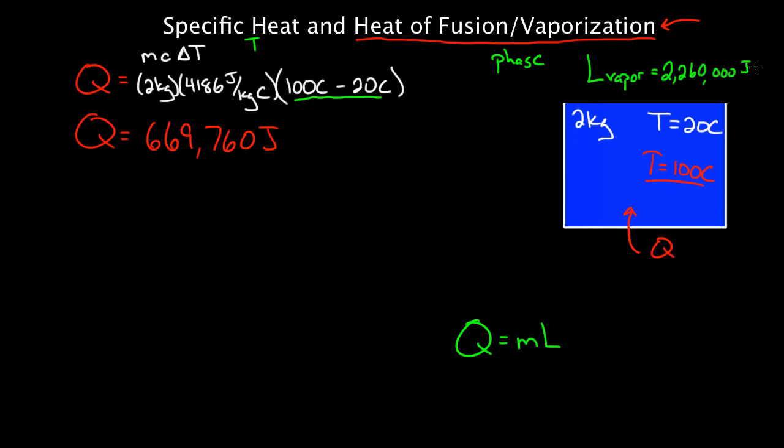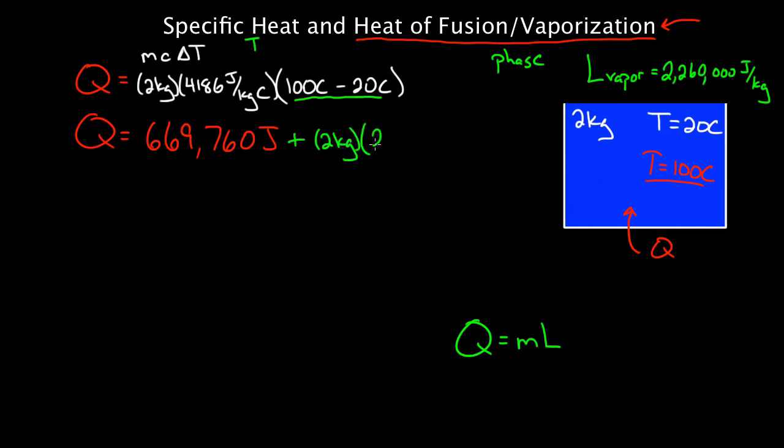2,260,000 joules per kilogram. This means it takes 2,260,000 joules to turn 1 kilogram of water, which is at the boiling point, into 1 kilogram of vapor. So if I'm trying to get this water from 20 degrees turned into vapor, first I need to do mcΔT, get it to 100 degrees Celsius, and then I need to add to that another amount of heat. An amount of heat M times L. The mass is 2 kilograms of this water.